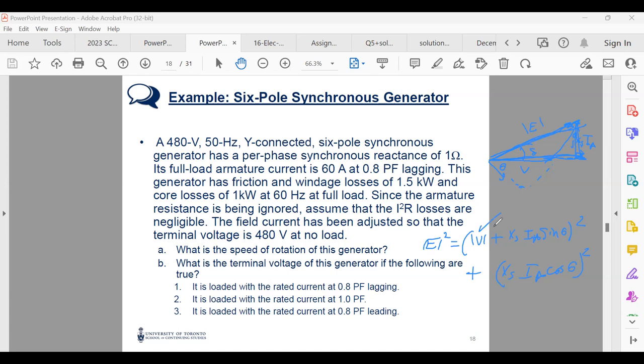You need the voltage, right? So you already have the E, you already have the XS, and you already have the I. Of course, you have the sine and cosine because you already have cosine theta equals 0.8. You already have this, and that's it. You can calculate the voltage. So this is another technique to solve the complex number using the phasor and the right angle rules. Be careful, because in the lagging case you put a positive sign, as you can see. In the leading case, you put negative. For the unity power factor, this one will be 1 and this one will be 0, right?